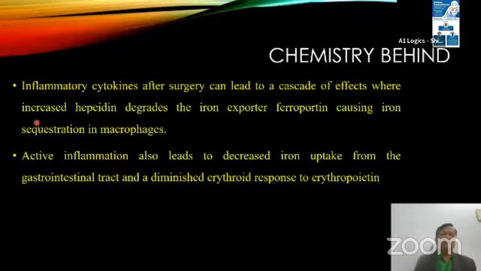What is the chemistry behind this? Inflammatory cytokines after surgery can lead to a cascade of effects. Hepcidin increases. There is a problem. So iron is not available.